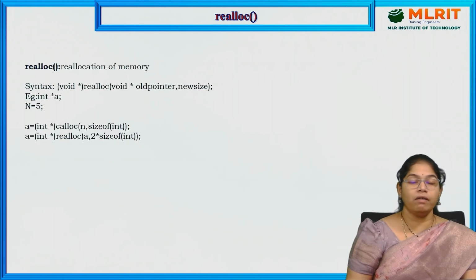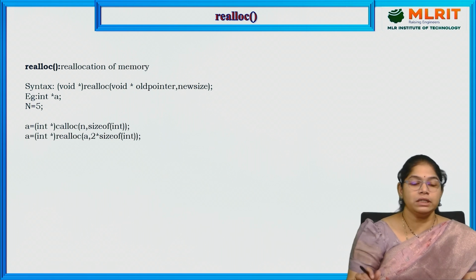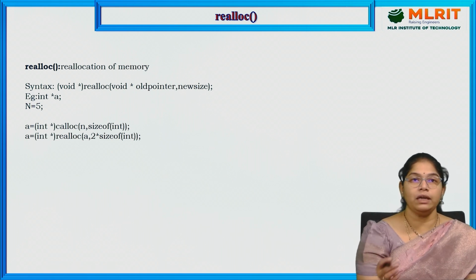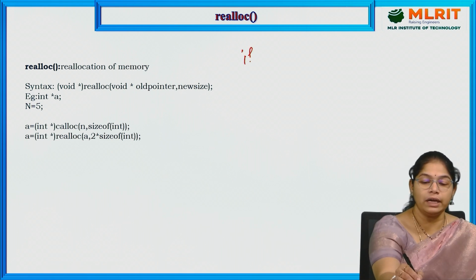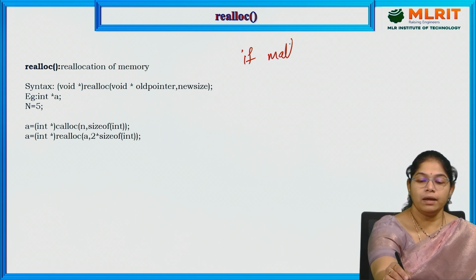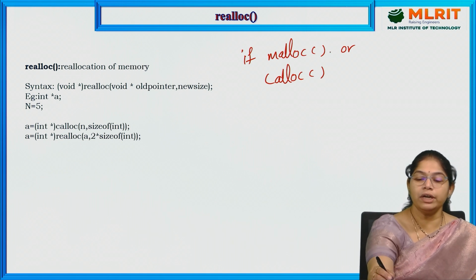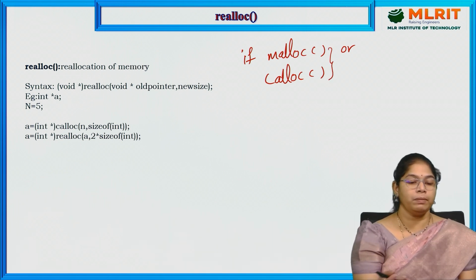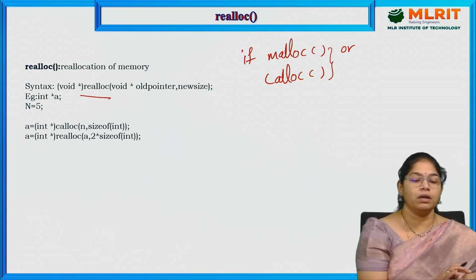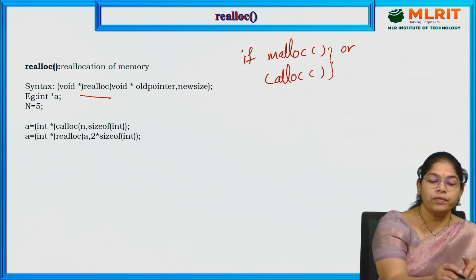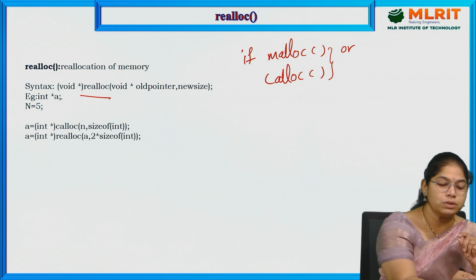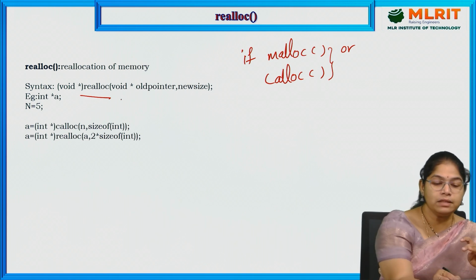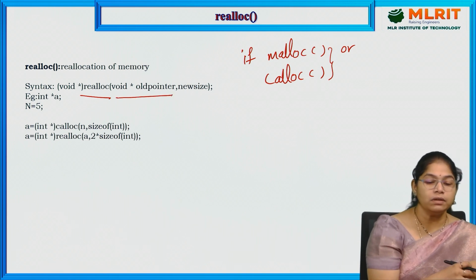Then next we have realloc. Realloc means reallocation of memory. If the memory is allocated by malloc or calloc, then we can reallocate the memory using realloc. Here we have the syntax. The return type of realloc is also void pointer. Then this is the old pointer.